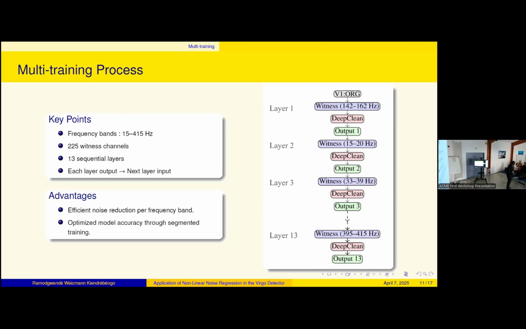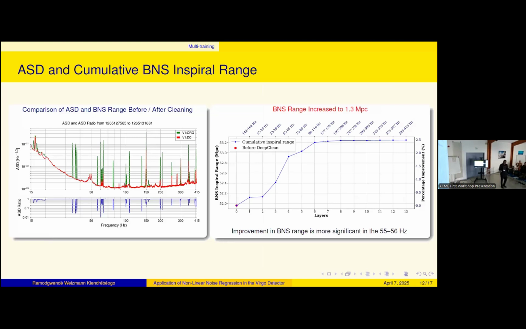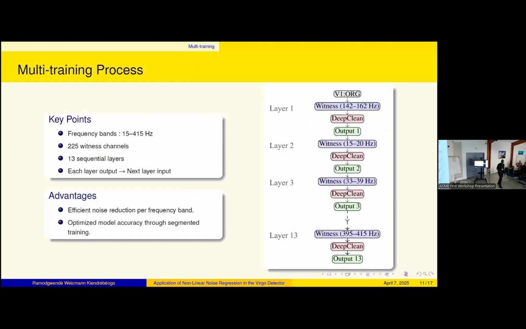Sorry, can you repeat? You said the biggest improvement was removing the noise at 55 to 56 hertz. Yes. So from your witness sensors, do you know what is causing that noise in the first place? I'm just curious, really.